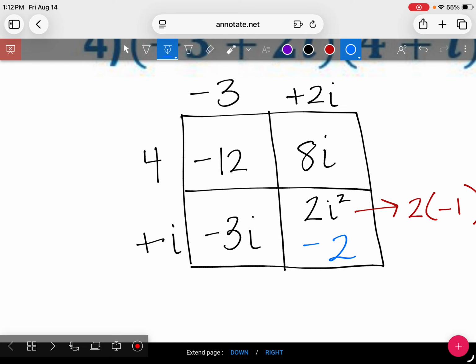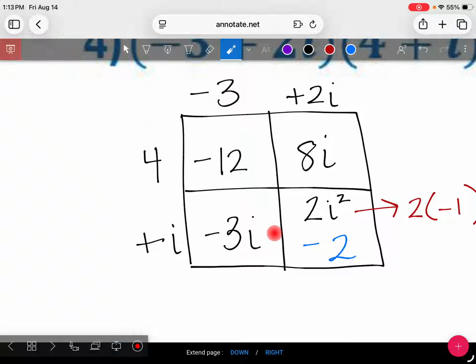Okay, so that's what I ended up with in my box. Go ahead and check your 4 squares. So the first square, top left, I had negative 12. And then my second in the top row would be positive 8i. And then in my bottom row, I have a negative 3i. And over here, 2 times, and then it's i times i, would be i squared. So I have 2i squared, but i squared is negative 1. So this is really saying 2 times negative 1, so that's why that's a negative 2.